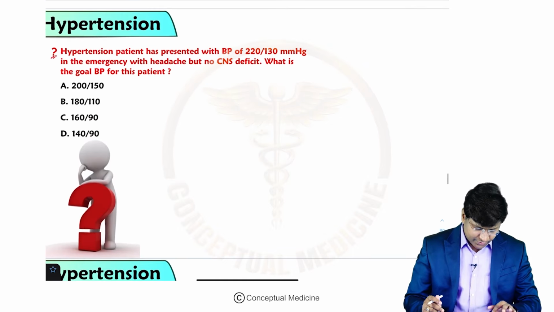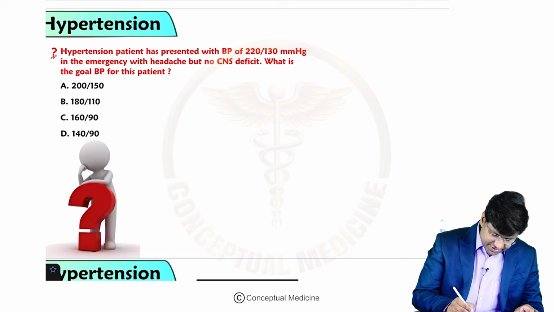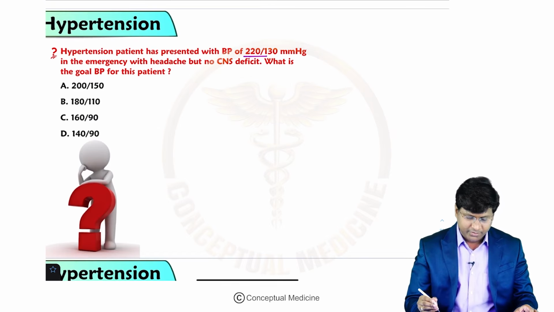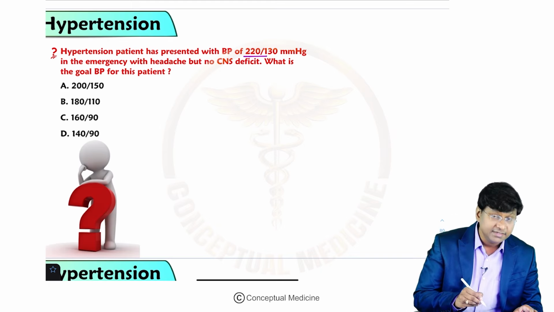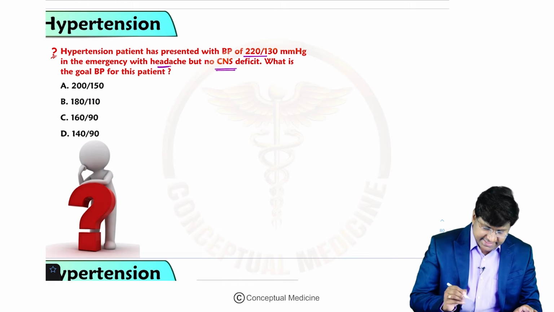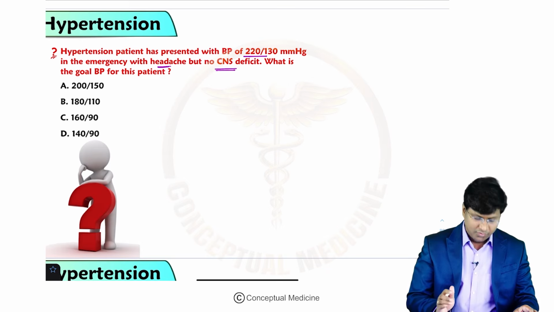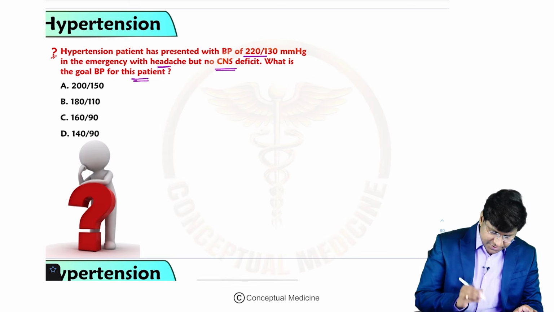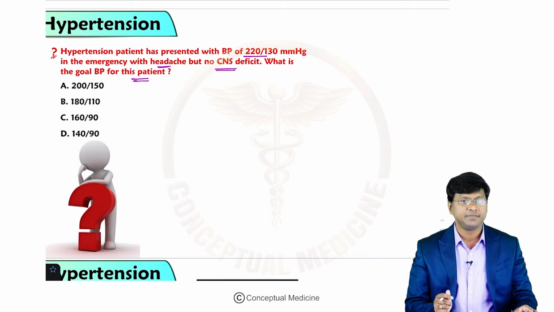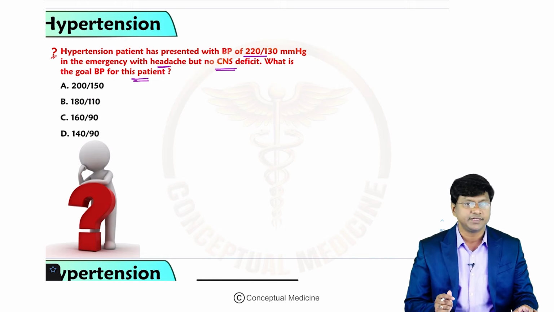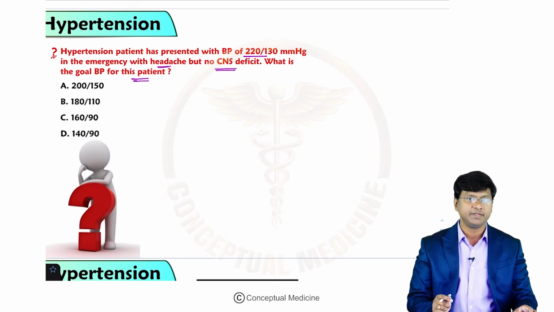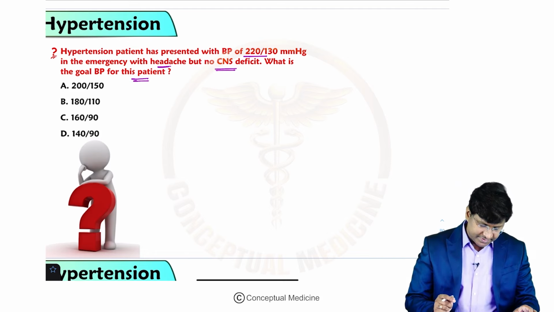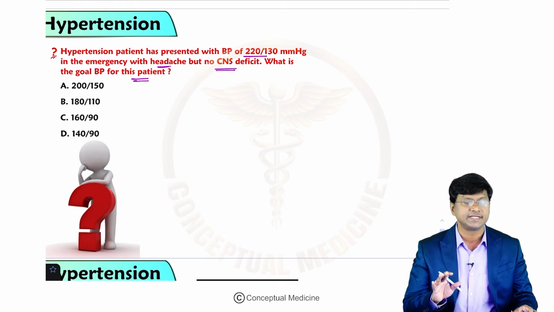And if you see the next question, a hypertensive patient has presented with a blood pressure of 220 by 130 millimeters of mercury. In the emergency, he is in hypertensive emergency with headache but no central nervous system deficit. What is the goal blood pressure for this patient? 200 by 150, 180 by 110, 160 by 90, 140 by 90 millimeters of mercury. So please remember, this individual has no CNS deficit.